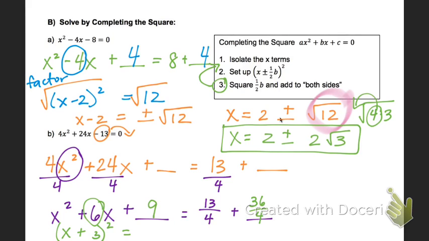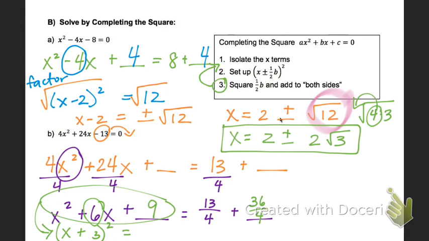What happens to the first 9? It got factored. So this whole thing got factored to be this. So why did we get 36 over 4? Because you want to be able to work with the 13 over 4. But why did we do 9 over 4? Because 9 over 4 is not the same as 9. But it's plus 9 in the blank, so why would you do it divided by 4? Because I want a common denominator.